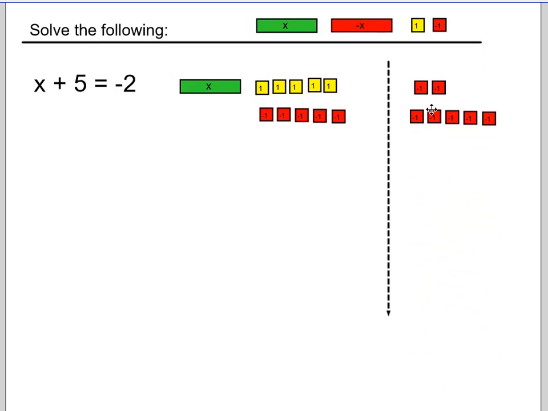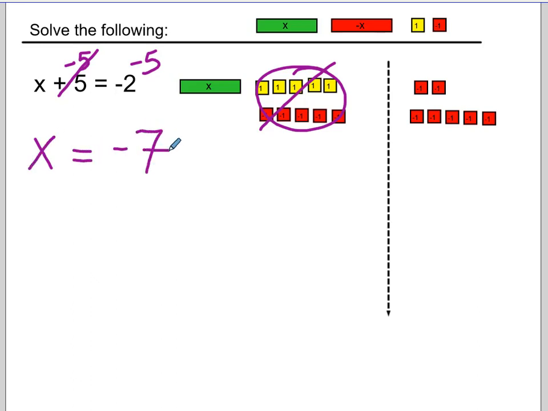What that looks like when I do the algebra on the left is that I am going to subtract 5 from both sides. Over here in the pictures, this piece all zeroes out. That's all cancelled, and you'll notice on the right-hand side I now have -7. When I come back to my algebra, these two would cancel just like the zero pair, and I'm left with x equals -7.